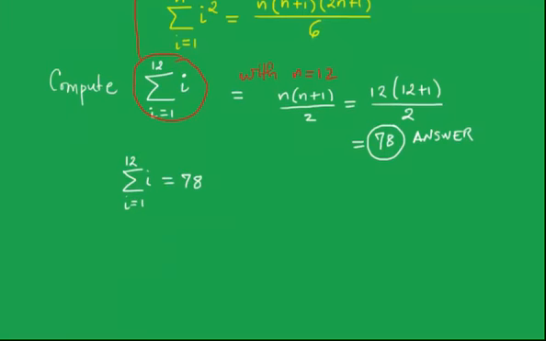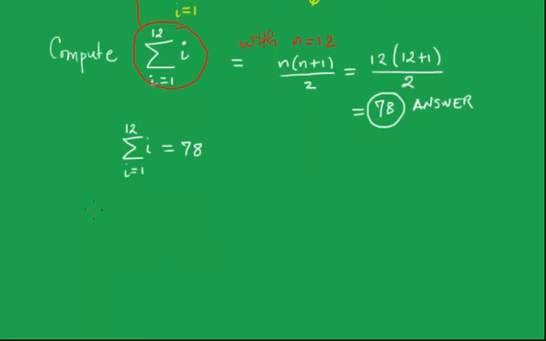So what does that mean? It means that on the left hand side here, we have 1 plus 2 plus 3 plus, we keep going up to, remember the end point here is 12, up to 12, this is 78. And you can verify that also by hand.